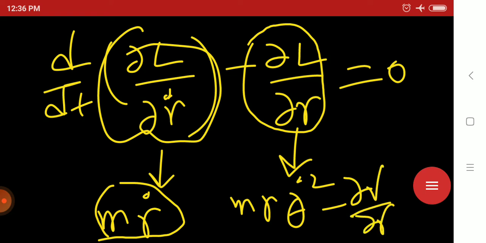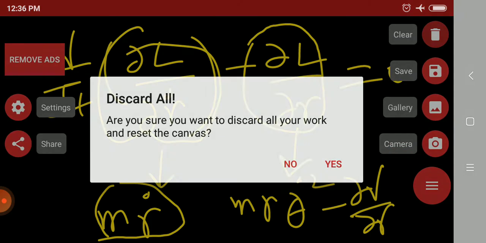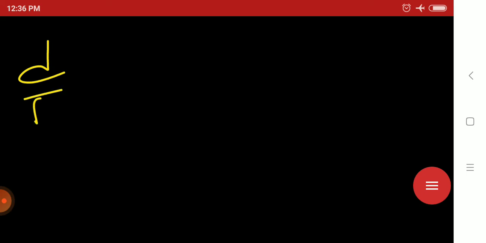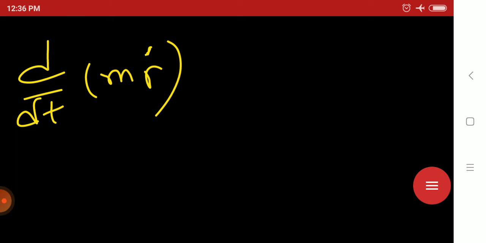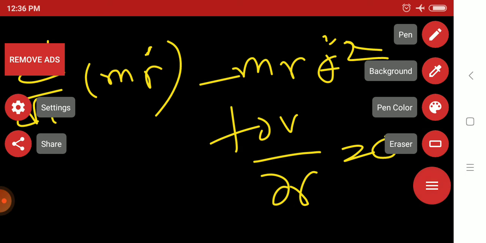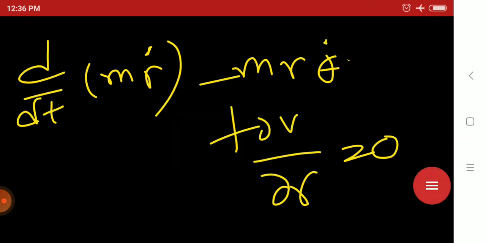Okay, so what can we write if we put these terms here? We can write d by dt of m r dot minus m r theta dot square plus del V by del r equals 0. Here I am erasing and writing clearly: minus m r theta dot square plus del V by del r equals 0.